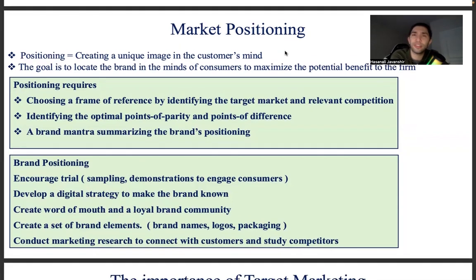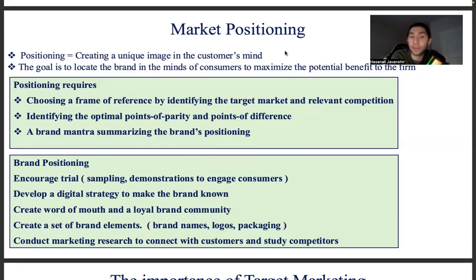And I also listed some brand positioning tips for small businesses, which can be encouraging trials, which is really important to be able to engage with customers. You can give lots of samples, show some demonstrations to the customers. And also, second would be developing a digital strategy to make the brand known and also make it bigger and also better. You can also create a word of mouth and also loyal brand community to make your positioning impactful.